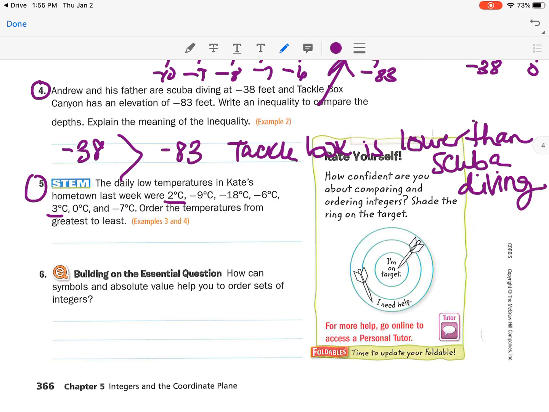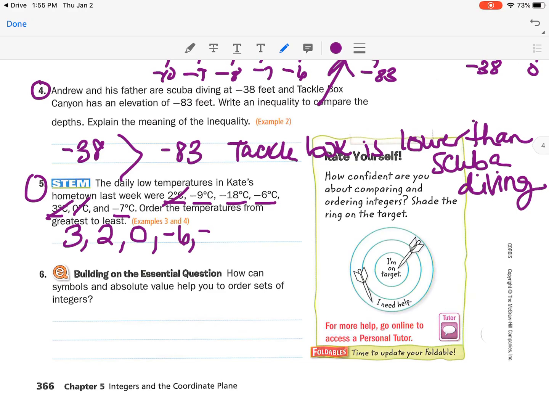So we're starting off with the greatest, 3 and 2. 3 is greatest, then 2, so I'm going to cross those off, and then I'm going to be left with 0. So now let's look at our negatives. We have -7, -9, -18, -6. Well, on the number line, we know that -6 is going to come first.